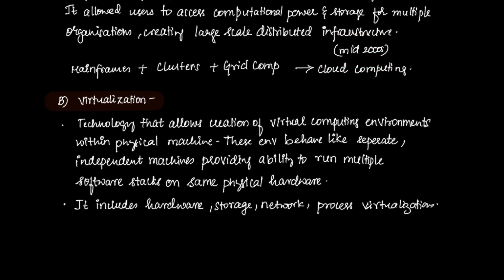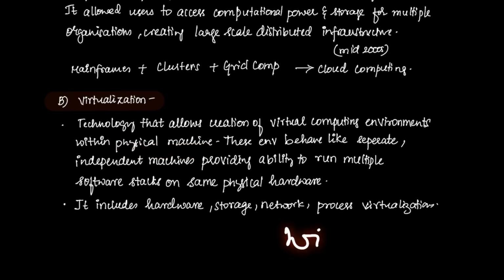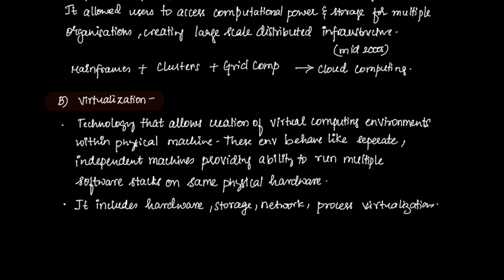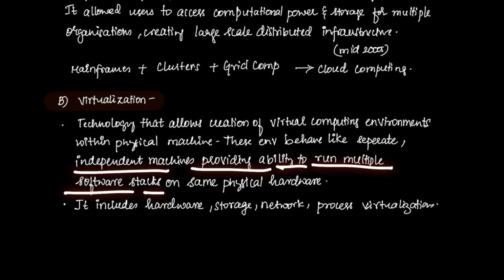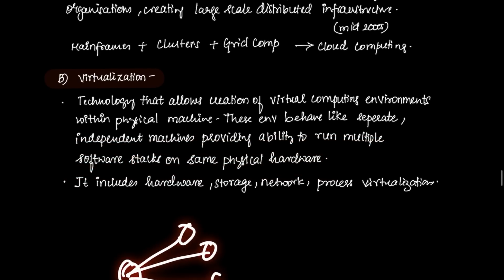Next we have virtualization. Virtualization is a technology that allows the creation of virtual computing environments within a physical machine. Suppose I have one system. In this system, I'll be able to run only one operating system, right? Whereas if I'm running Windows or Linux on the same device, then it is an example of virtualization. These environments behave like separate or independent machines, providing the ability to run multiple software stacks on the same physical hardware. The same physical hardware is there, but depending on my usage, I'm making use of different software stacks.